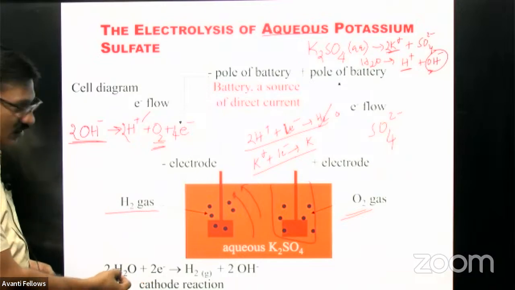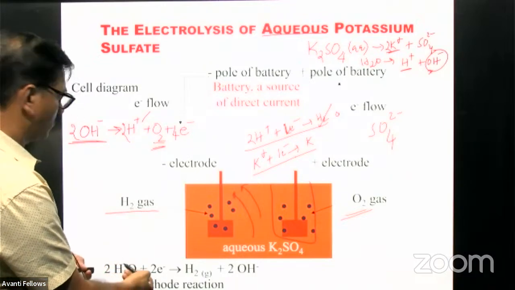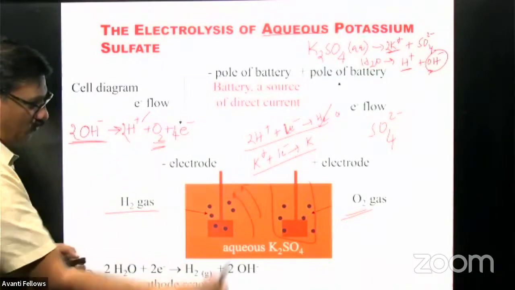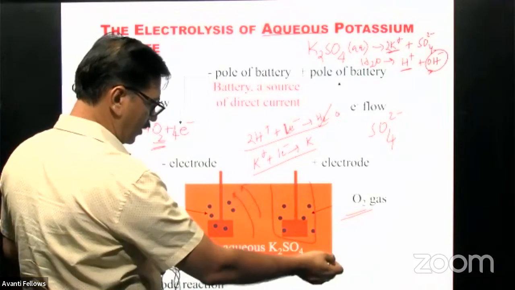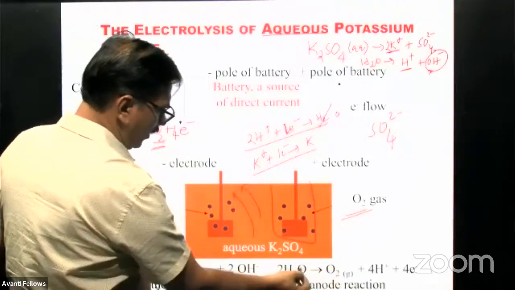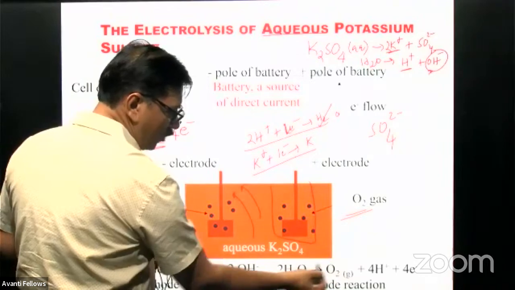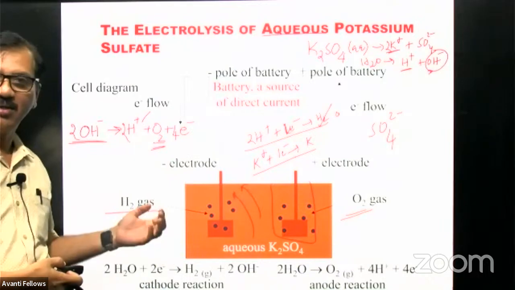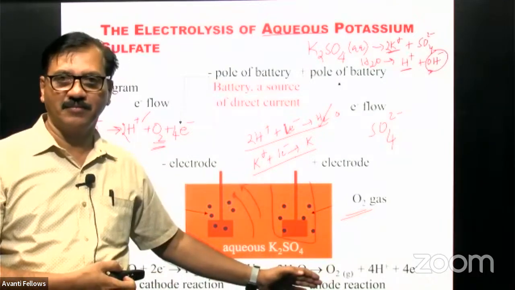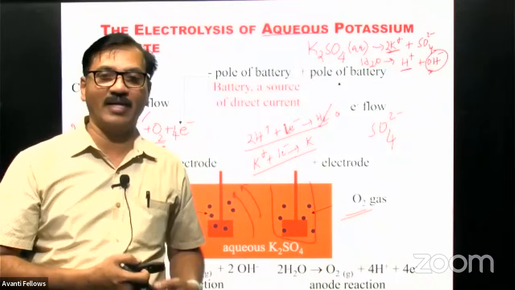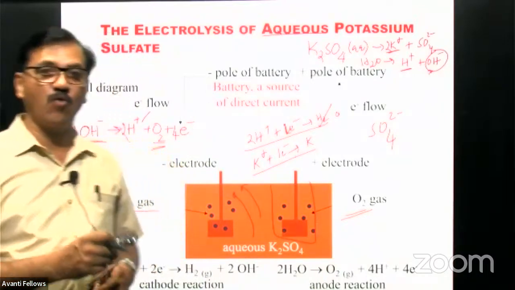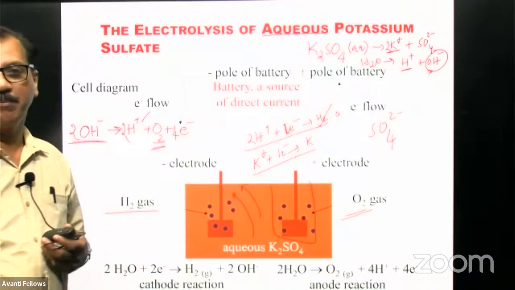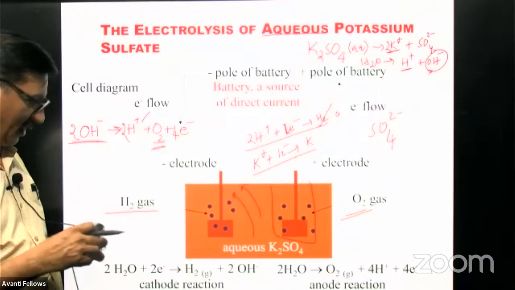Another way of writing is with H2O. The H plus ion present in the H2O gives H2, and here the OH minus ion present in water gives O2. This is another way: water gets reduced at one electrode and water gets oxidized at the other. Instead of saying H plus ion gets reduced, we say water gets reduced because the H plus ion is from water.